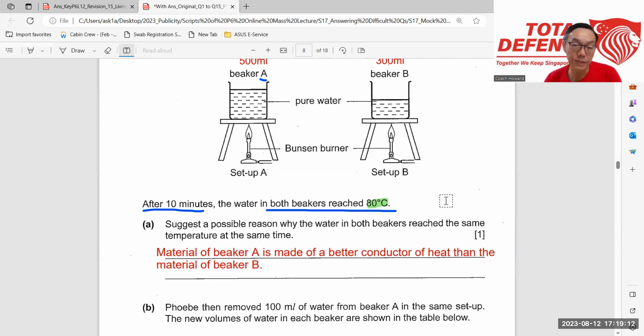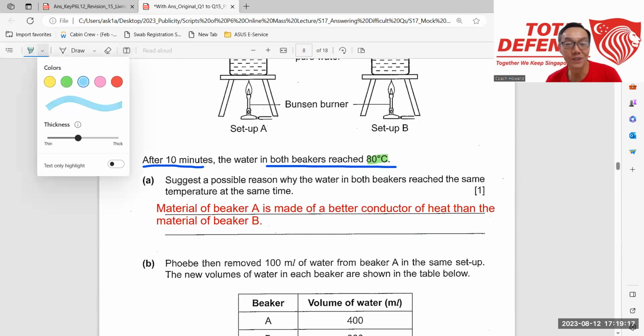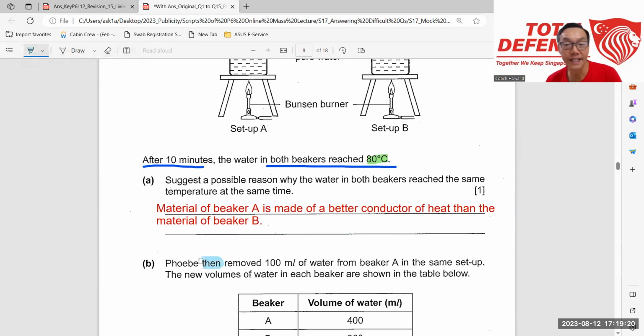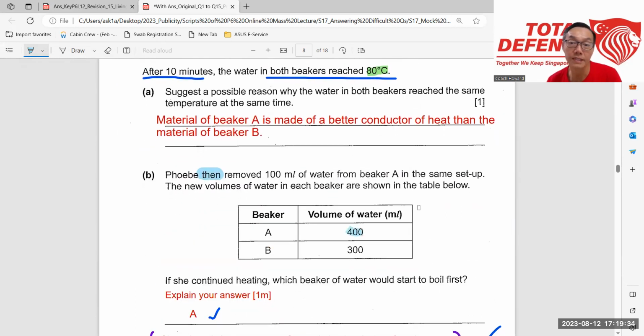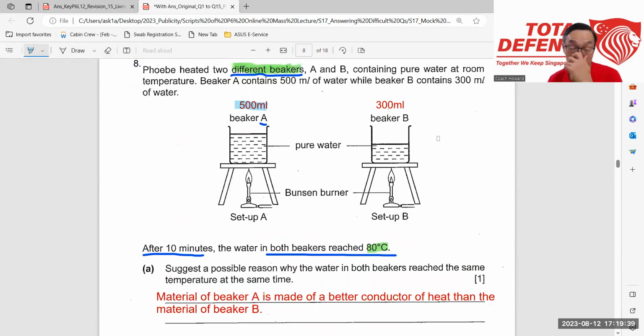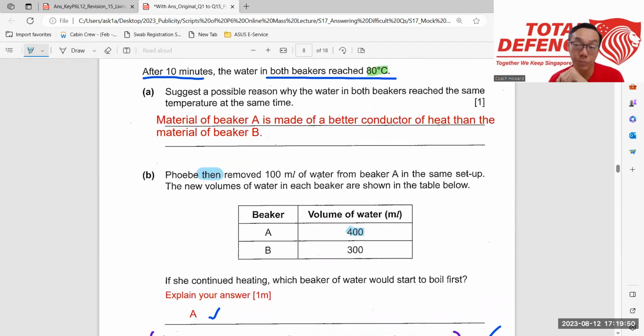Okay, next, part B is related to part A. Can you see the word 'then'? I want you to highlight this word, although it's a small little word here. Then. So that means from the above, remove 100 ml of water from A. Initially it was 500, so now it becomes 400. I want you to highlight this: the new volume is shown. That has nothing to do with B. B retained 300. So now with less water in A, with the same amount of heat, beaker A would start to boil first.